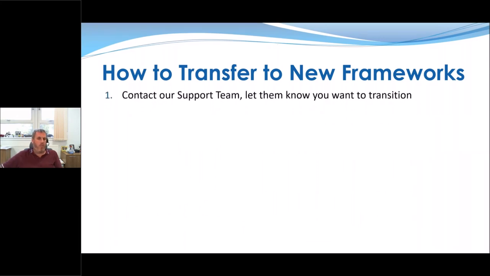It's not that many steps. So the first one is contact our support team. So drop us an email. You can either just email support@connectingsteps.com, or in Connecting Steps, you've got the question mark in the bottom right. If you click on that and type in something, you've got the option to send a message, or from our support site, you've got the send a message. So please contact us and let us know you want to transition.